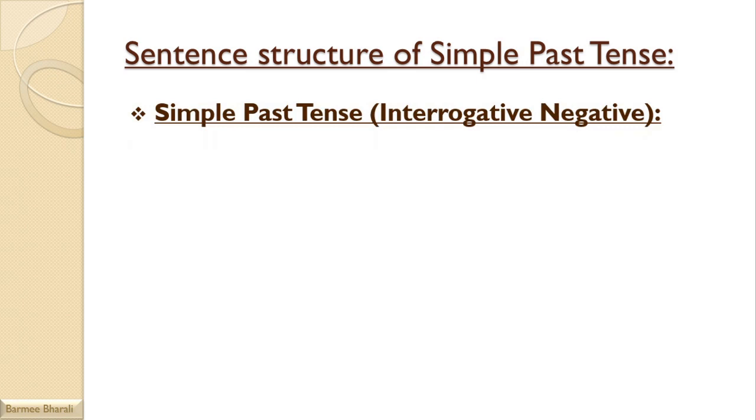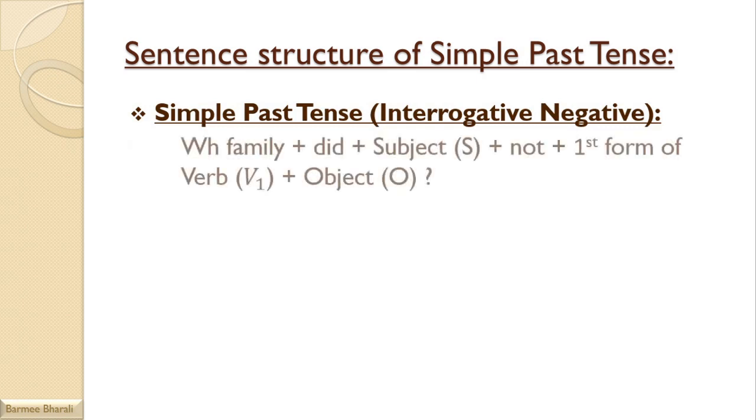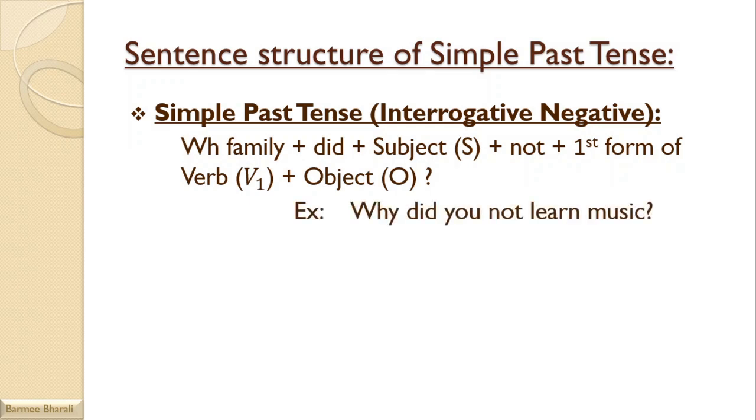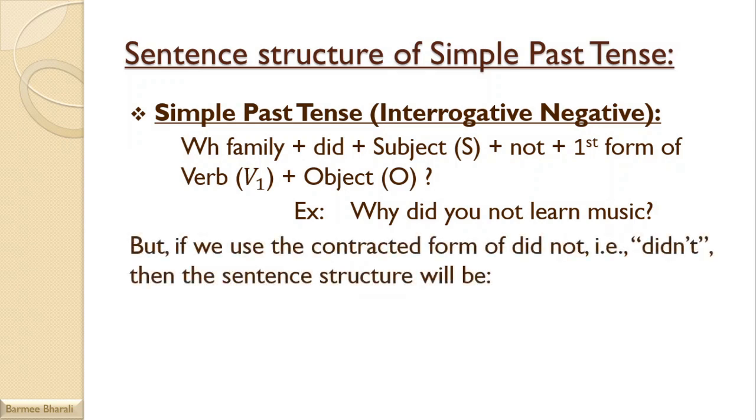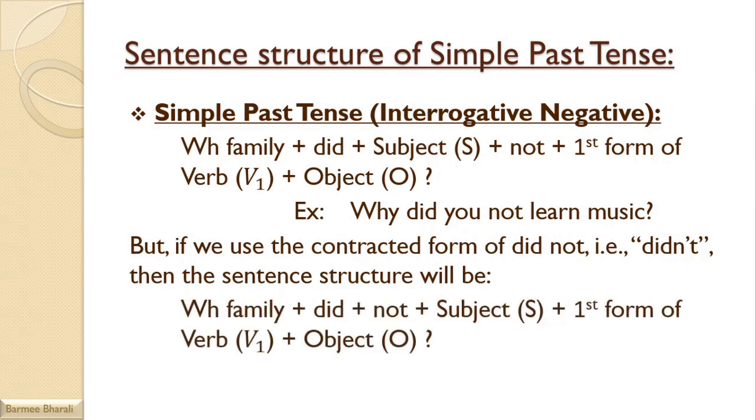Simple past tense interrogative negative. WH family plus did plus subject plus not plus V1 plus object question mark. Example, why did you not learn music? But if we use the contracted form of did not, that is didn't, then the sentence structure will be WH family plus did plus not plus subject plus V1 plus object question mark. Example, why didn't you learn music?